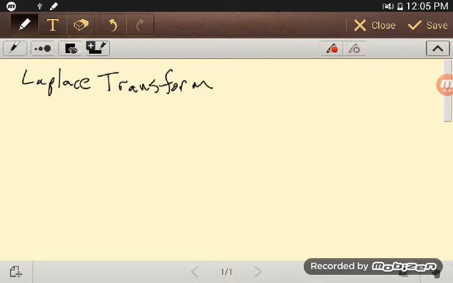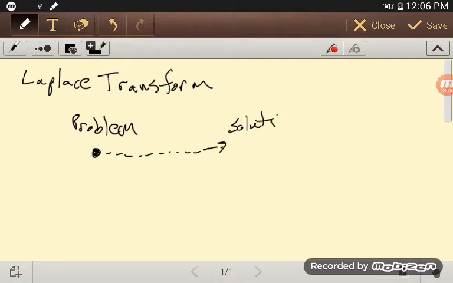And so the Laplace transform is simply a transform. That is something we do a lot in math. And before I actually give the definition of the Laplace transform, let's look at what we want to do. Okay, so we have the statement of some problem. Okay, so here's our problem. It's right there. And what we would like to do is get over here to our solution. Okay, so there's our solution.